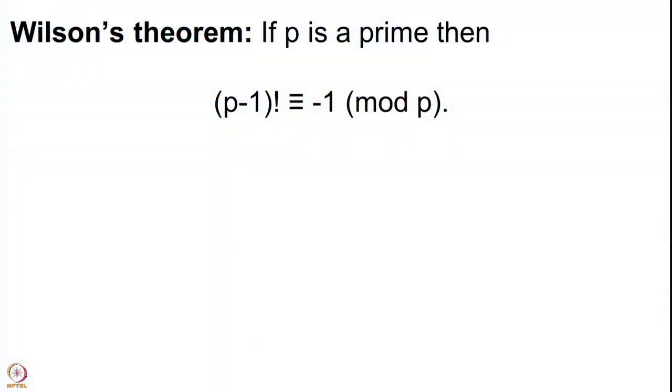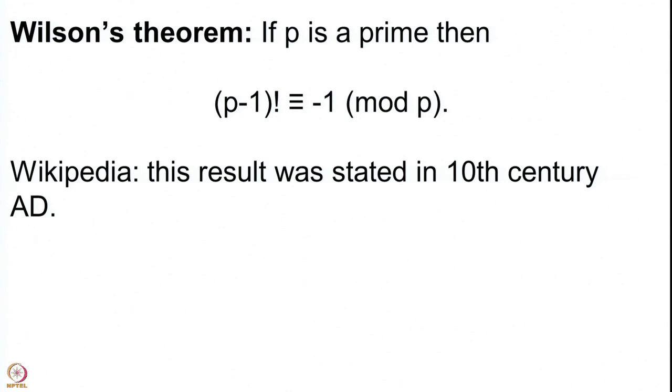Now, this very important and very basic theorem is given the name of this mathematician John Wilson. But as it happens often in mathematics or in several branches of science, this is not originally due to Wilson. In fact, it is not at all due to Wilson. This was stated in 10th century AD. John Wilson is a mathematician from 18th century. This was known in 10th century AD. And in fact, Wilson did not solve this at all. Wilson's teacher, Edward Waring, gave this as a problem.